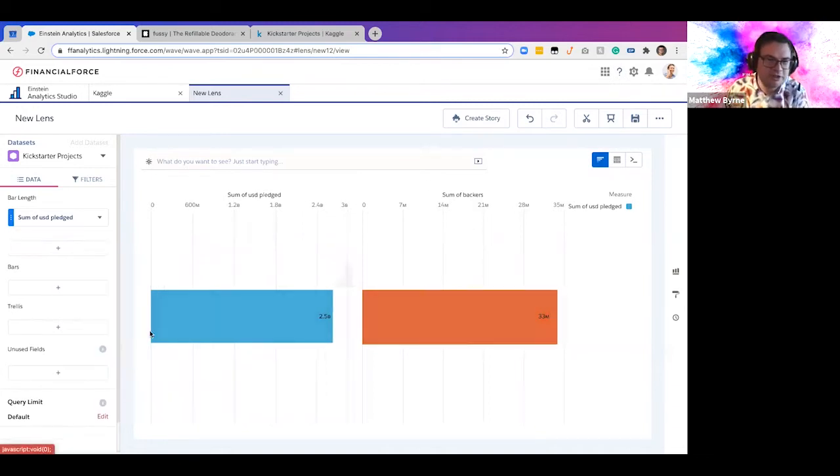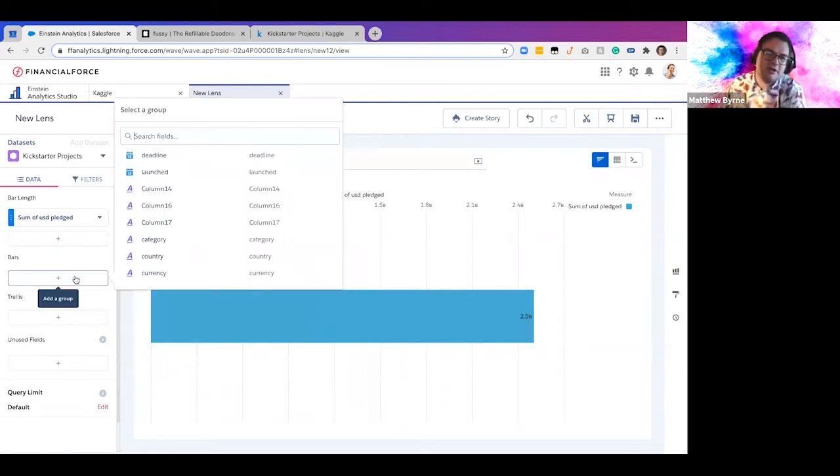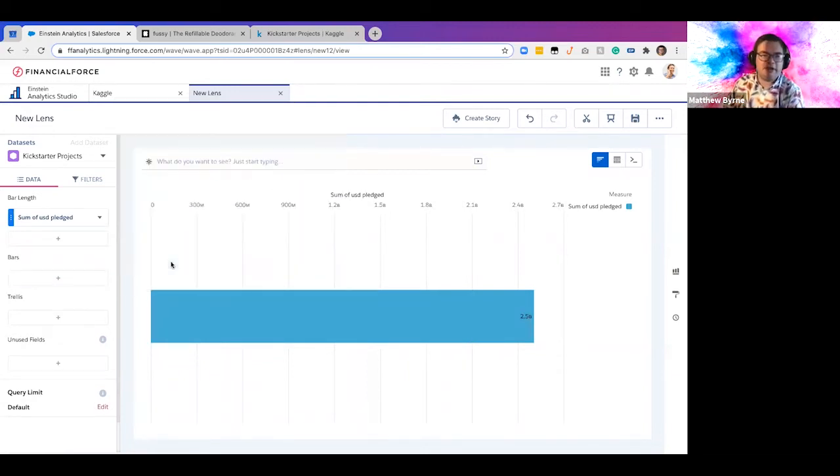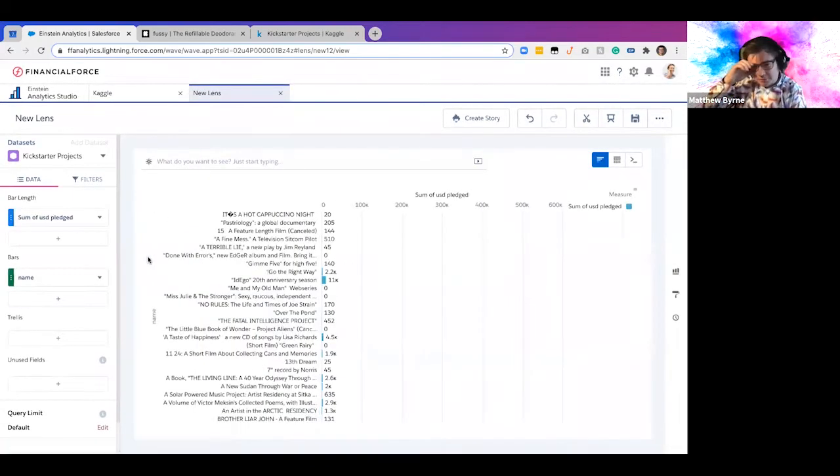I can go ahead and delete this. What I can look at is I can also add in the names. Okay, and what this allows me to do is to have a list of all of those Kickstarter campaigns, all 300,000 of them. Okay, and I can see how much was pledged for each of them. We can see some here, like it's a hot cappuccino night, had $20 invested.